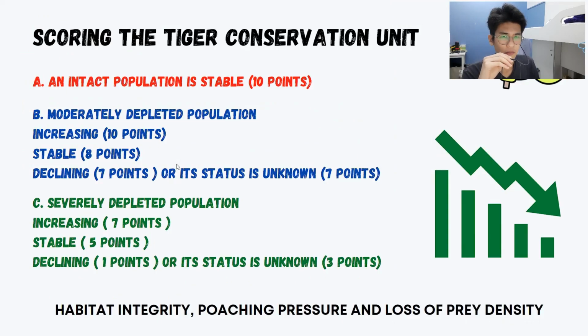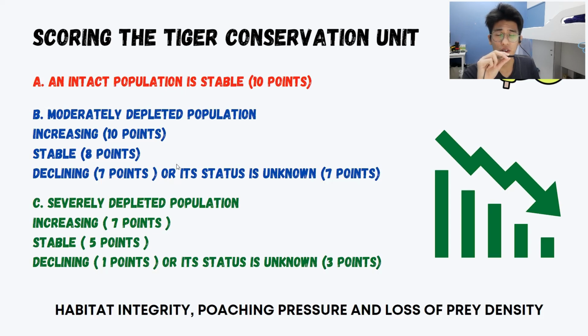And then they would score the tiger conservation units, meaning the tiger conservation units were given scores based on the trends, the increase or decrease of the population, and so on. So the first category is an intact population that is stable, meaning nothing has changed. They are conserved, so they were given 10 points.